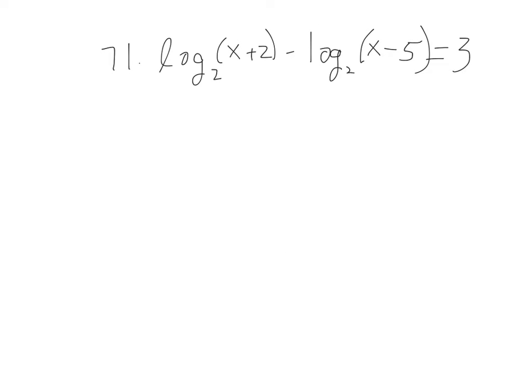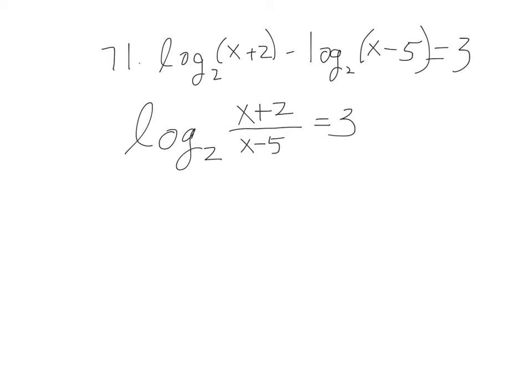71. We have two logarithms separated by subtraction. Those logarithms have the same base, so we can condense them. We have log base 2. The first logarithm is positive, the second logarithm is negative, so the positive logarithm's argument, which is x plus 2, goes in the numerator when we condense it, and the second one is a negative logarithm, so that argument goes in the denominator. That's based on our quotient property, equals 3.